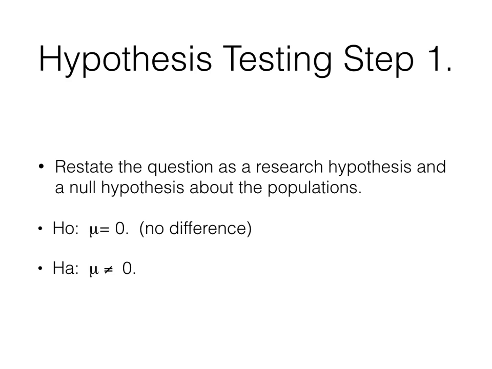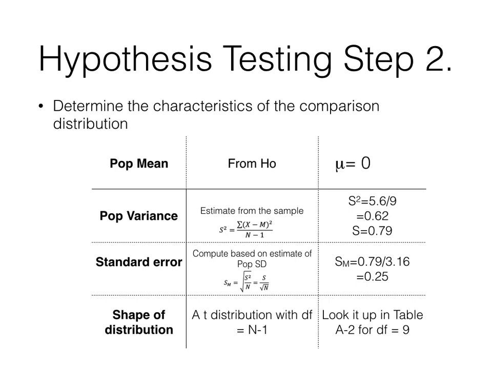Now, step 2 is again determining the characteristics of the comparison distribution. So what I did is I just went ahead and used those numbers that I got from my calculations. The population mean here from the null hypothesis is mu equal to 0. The population variance is an estimate from the sample, and this is again based on those deviation scores squared based on the differences. And so there you can see that my S squared is 5.6 over 9, or 0.62.